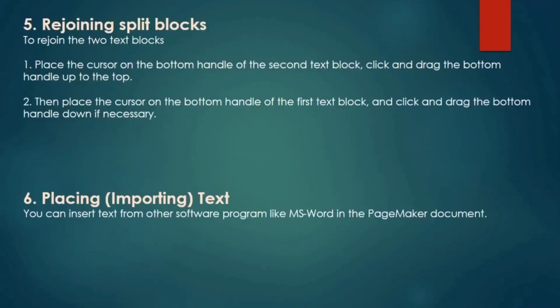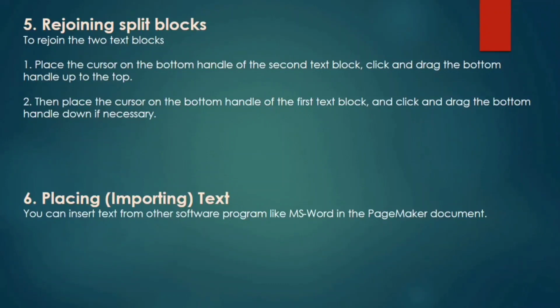Rejoining split blocks. To rejoin the two text blocks, place the cursor on the bottom handle of the second text block. Click and drag the bottom handle up to the top. Then place the cursor on the bottom handle of the first text block and click and drag the bottom handle down if necessary.